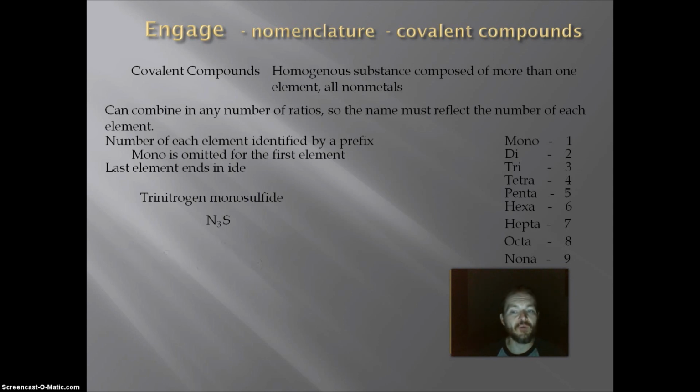That's how we can write formulas from covalent names or get names from covalent formulas. This ends the module on covalent nomenclature.